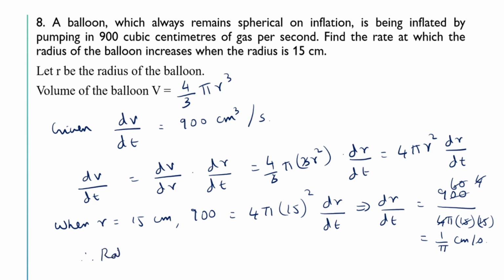Therefore, rate of increase of radius is equal to 1 by pi centimeter per second. So here they have asked find the rate at which the radius of the balloon increases when the radius is 15 centimeter. So we have found rate of increase of radius is 1 by pi centimeter per second.